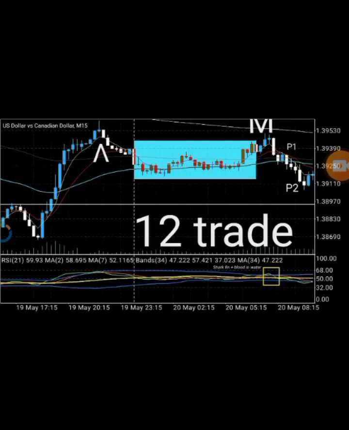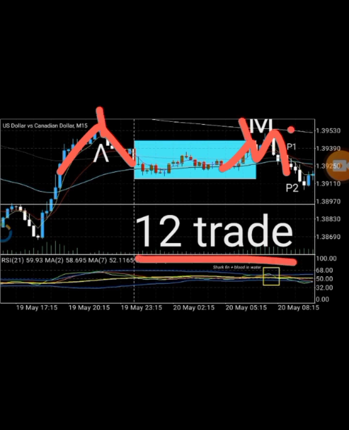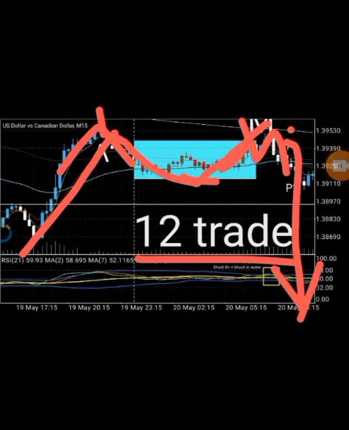Now this is another 12 trade setup for a sell. You can see this is a V and this is an M. So this is 1, this is 1, 2. You can see this is a 12 trade setup. That is to tell us that price was coming from up, gave an M neckline, and now we expect price to do what? To sell further.